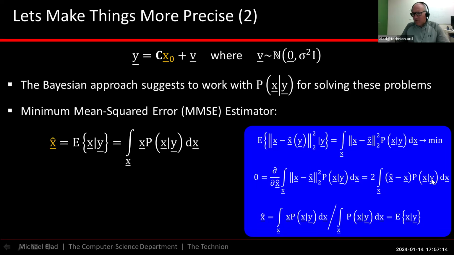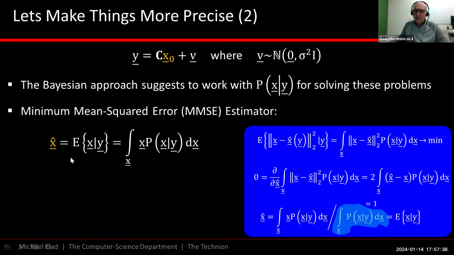the integral of x, p of x given y dx, this is the numerator, divided by the integral of p of x given y dx. Now look at this. This is just 1. Integrate something that is a probability density function over all the x's, it's just 1. So it vanishes, and you end up with the numerator, which is what? The conditional mean.